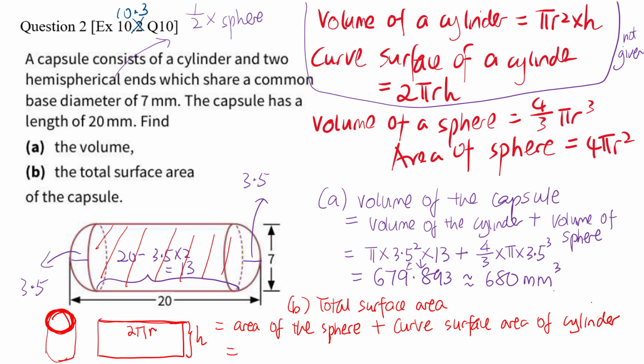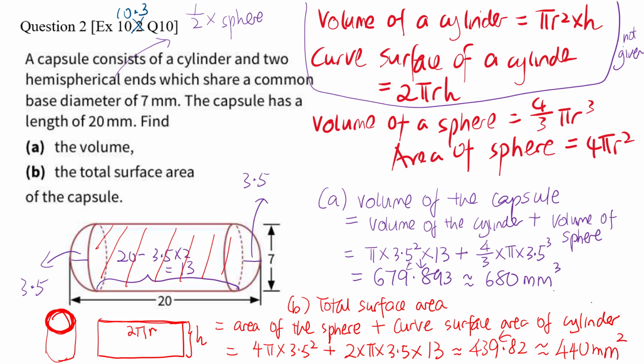Okay, so area of a sphere is 4 pi, radius is 3.5 squared, and then curved surface area is 2 times pi, radius is 3.5, times your height. Just now we calculated it to be 13. So just use a calculator to work this out. And that gives you 439.82. So to three significant figures it will be 440 millimeter squared.